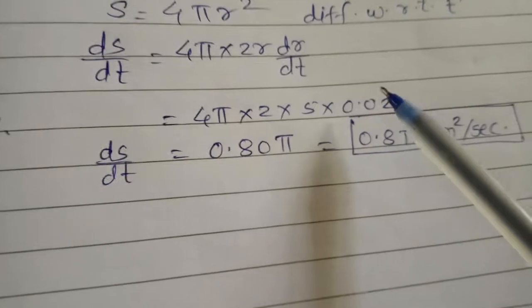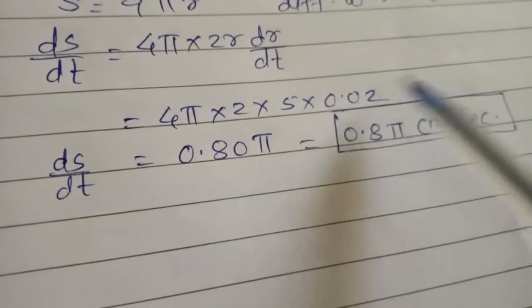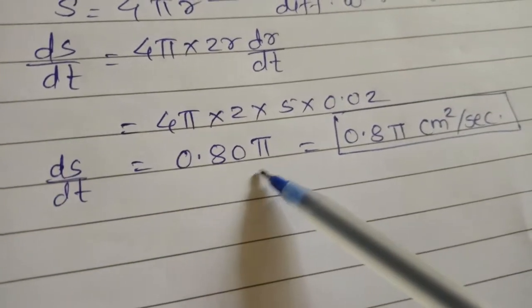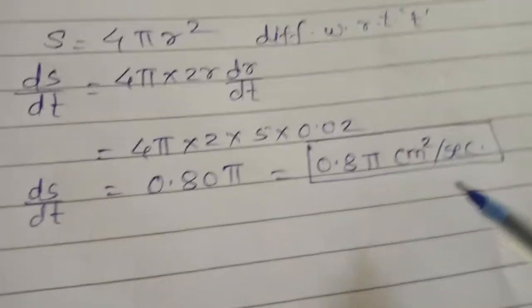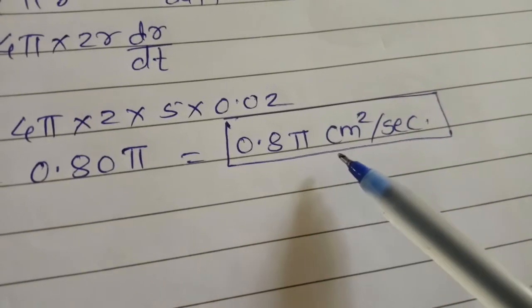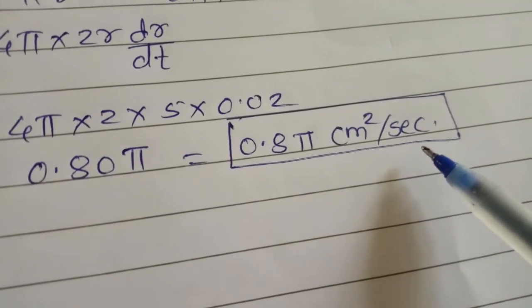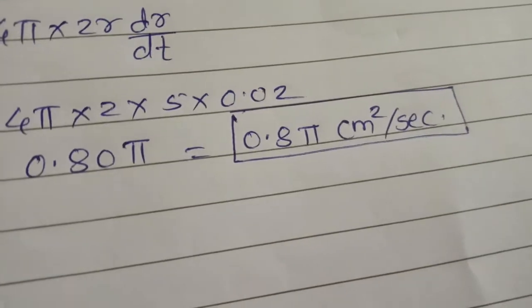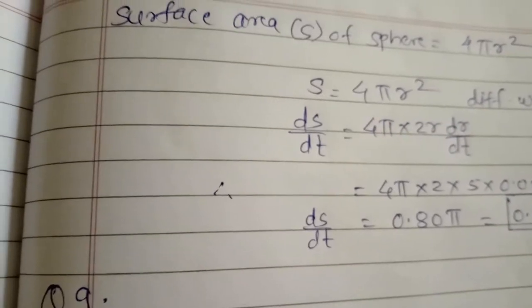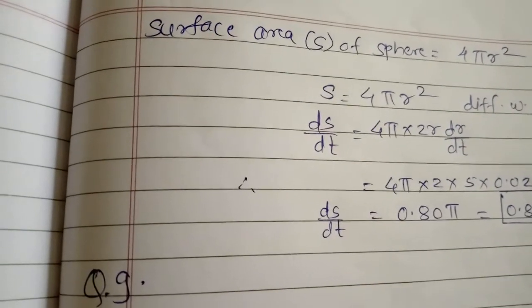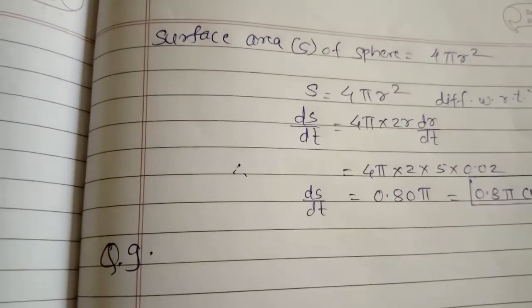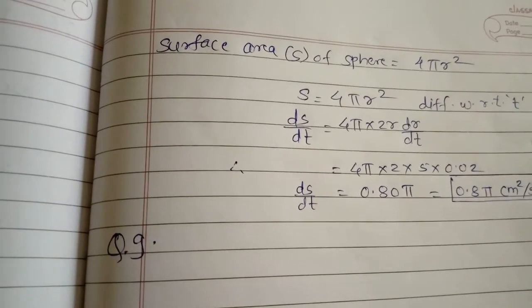So we put this value here, and after multiplication we get ds/dt is equals to 0.80 pi, or we can also write it this way, that is 0.8 pi centimeter square per second. We have to also write down the unit. So this is all about question number 8, up to 8 examples of exercise 2.1. The remaining examples we'll see in the next lecture. Thank you.